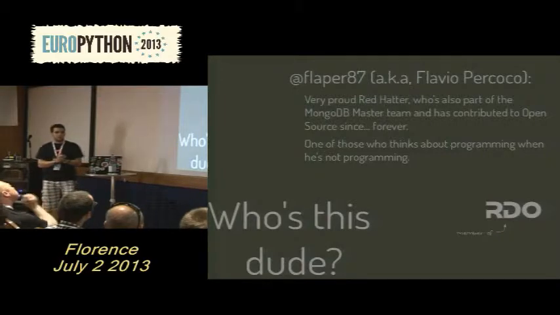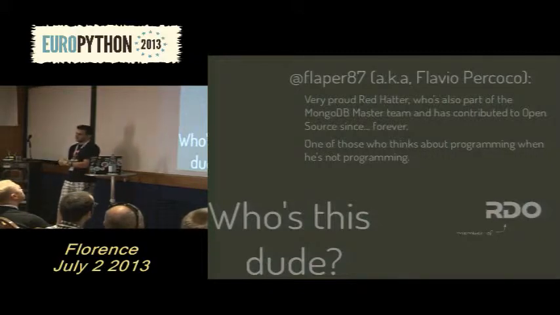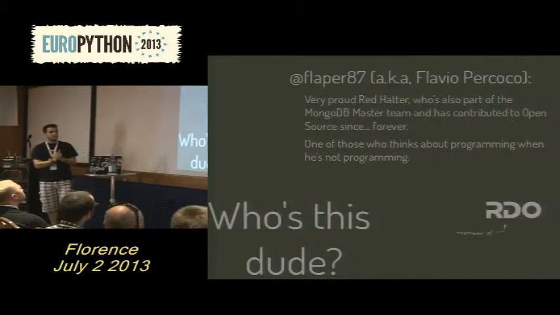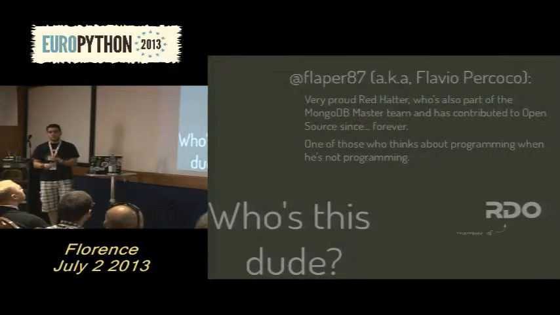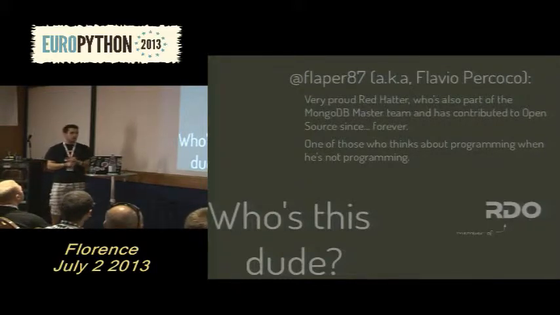Before starting, a few words about me, same words I said in my last talk. I'm very proud of Red Hat. I'm part of the MongoDB Master Group and I'm very passionate about programming, so I'm always thinking about programming. I'm also part of the RDO community, the Red Hat community behind OpenStack. We're basically making sure OpenStack works perfectly on every single RPM-based distribution we have support for.